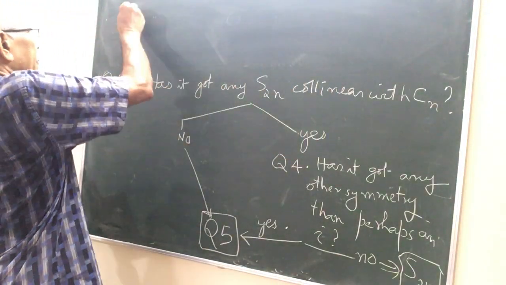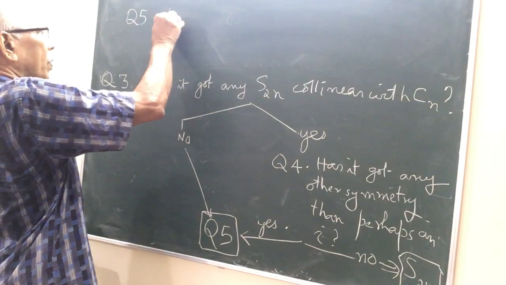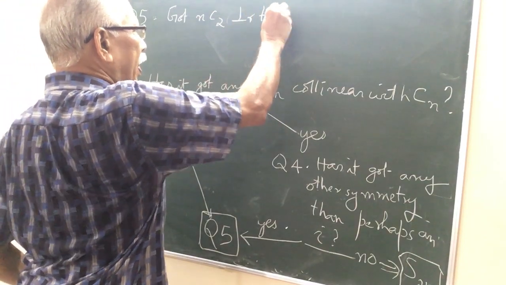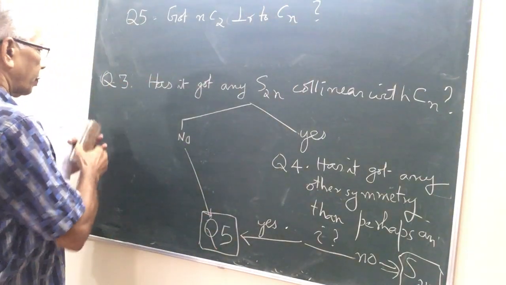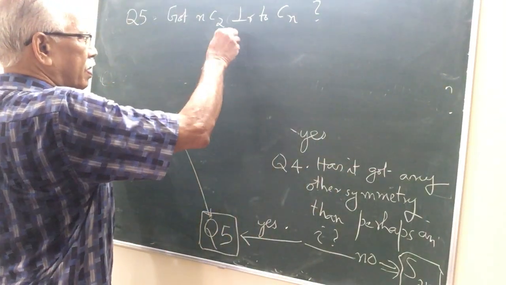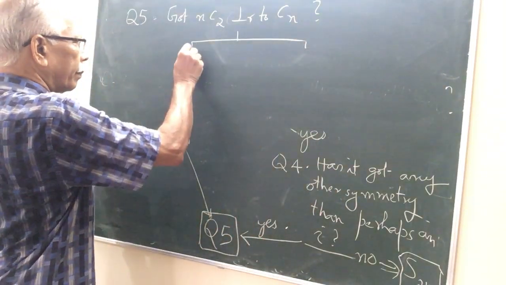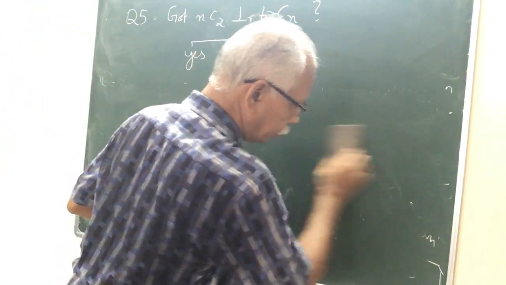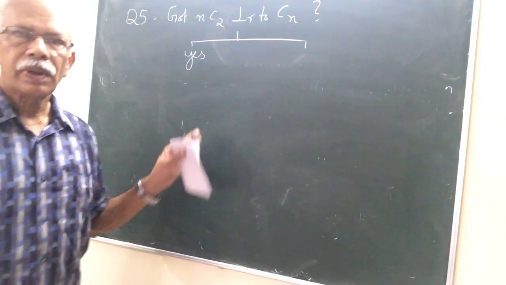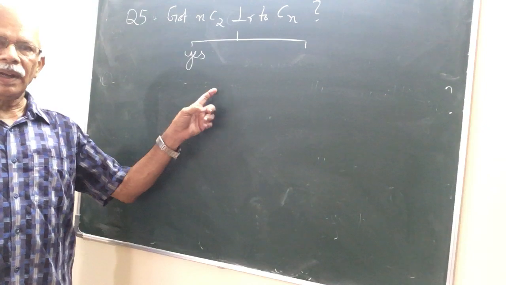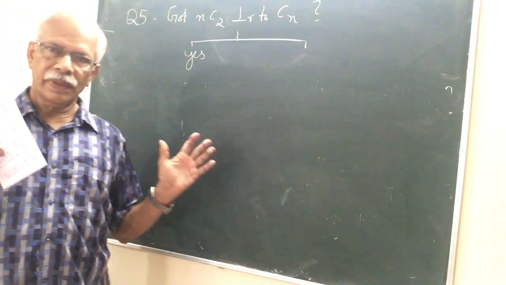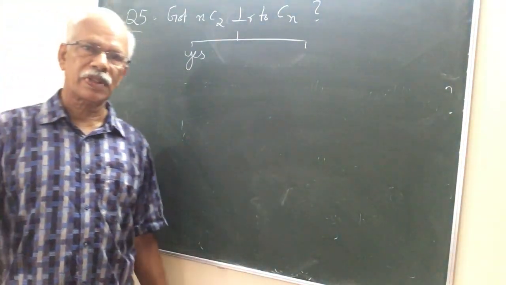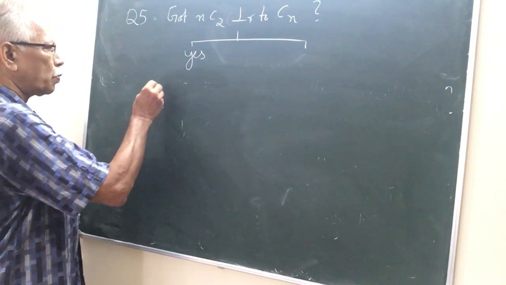Question 5. Got nC2 perpendicular to Cn. If the answer is yes, evidently it is one of the dihedral groups. With a Cn and nC2 perpendicular to Cn, the dihedral group feature is present in the molecule. Then you have to ask some questions.